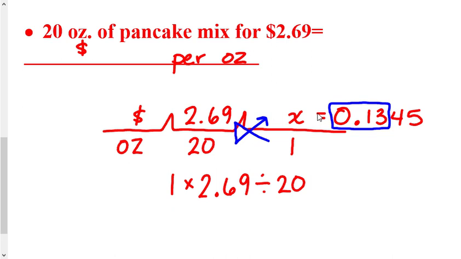And that's going to be my answer unless I look at this digit directly after it. Is a 4 big enough to make it go up? And it's not. So our answer then is going to be 13 cents per ounce. Our pancake mix is 13 cents per ounce. All right, now let's apply this to some problem solving.